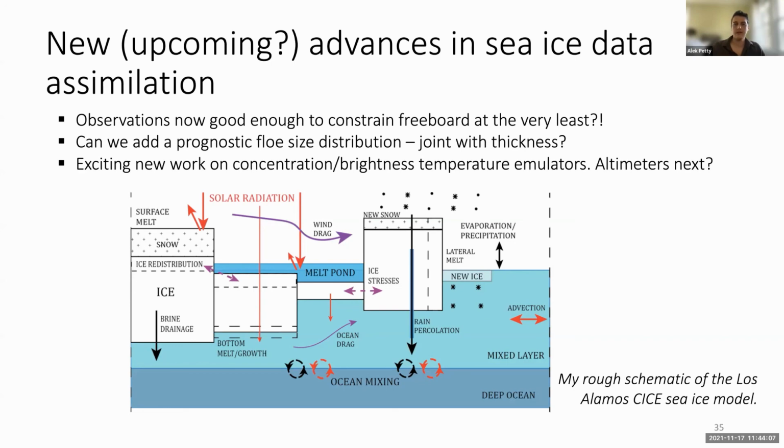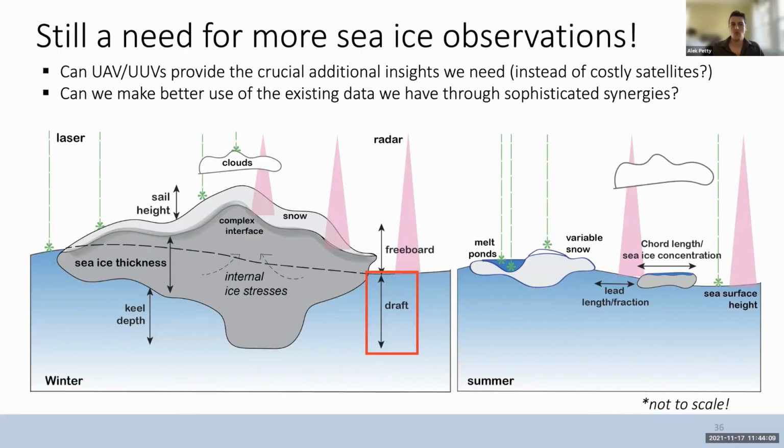And then there's still a need for more sea ice observations. So ICESat-2 doesn't give us everything. We need other data sets to either validate what we get from ICESat-2 or to expand it into more derived variables. I think we can maybe make better use of the existing satellite missions we have, and also other data sets, such as those upward-looking sonar drafts that I think are really crucially underused. And there's a lot of exciting work ahead with UAVs and UUVs to provide additional insights beyond what our satellites are giving us now.